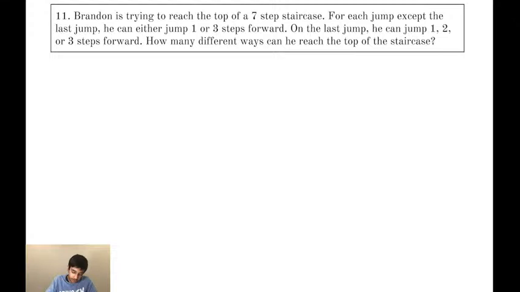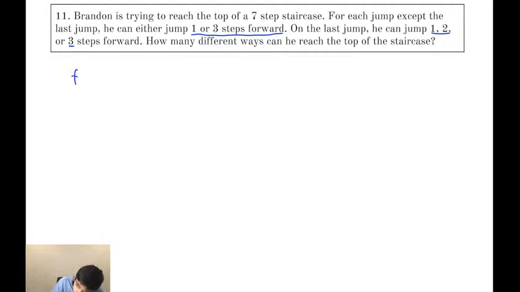And Professor Lowe also showed a backwards way to solve this problem, but I'm going to show you the forwards way, so directly going forwards rather than going backwards. So we have a 7-step staircase. You can jump 1 or 3 steps forward in the beginning, and the last step 1, 2, or 3. Okay, so how many ways are there to reach the 0th step?